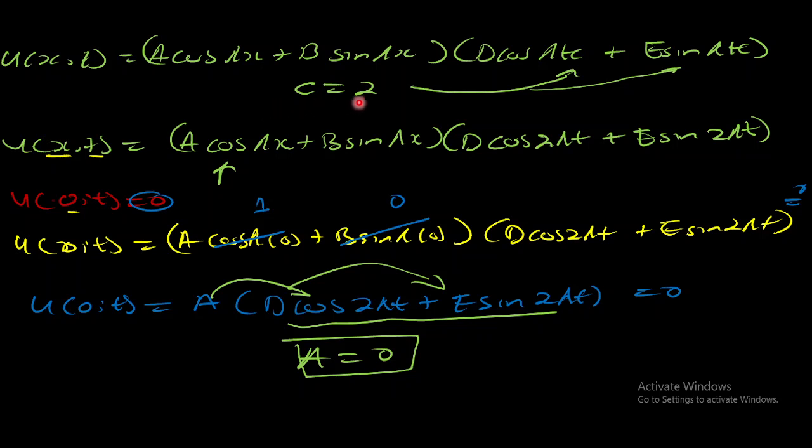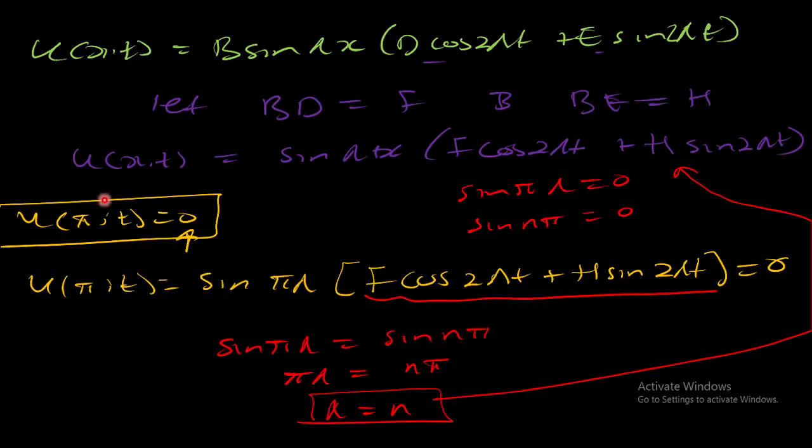So c was 2, so we're going to substitute 2 here. And then you're going to end up with this equation. After that, you're going to substitute the first condition, where you see x, you're going to put 0. If you solve that, you're going to end up with a equal to 0. Why is a equal to 0? Because this function inside can never be equal to 0. So we let a be equal to 0, because if you multiply a by everything, it's going to give us 0. And then we substitute the second condition.